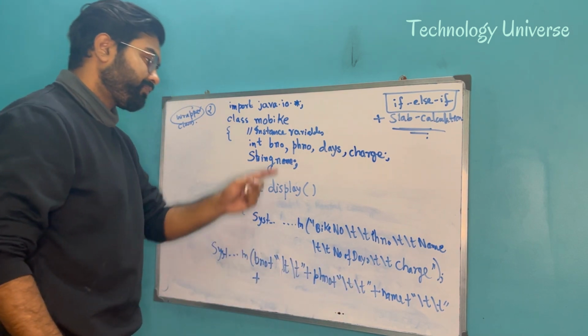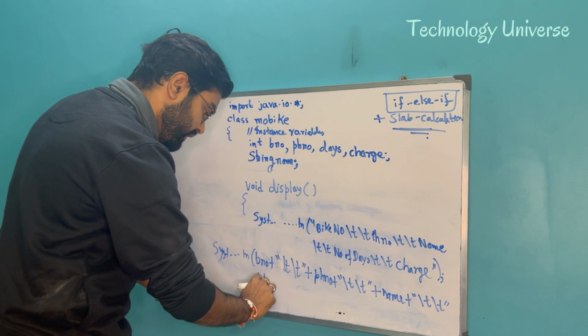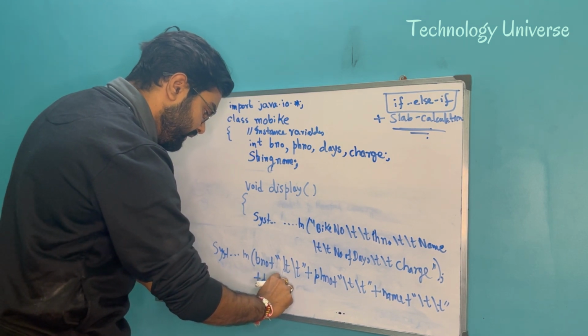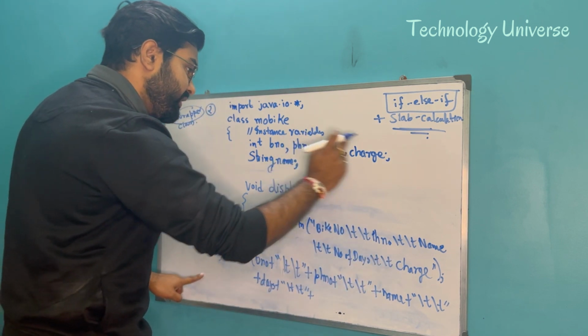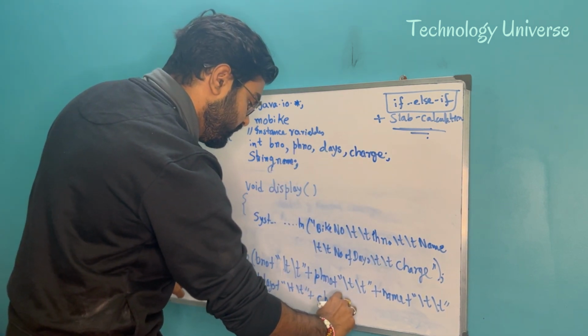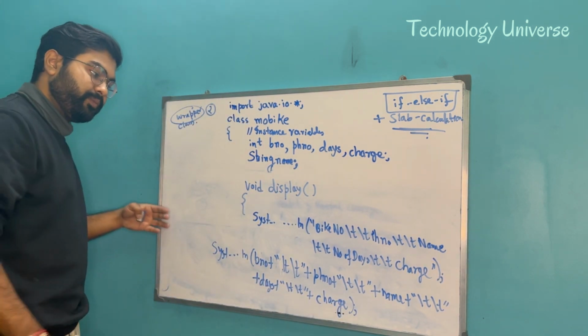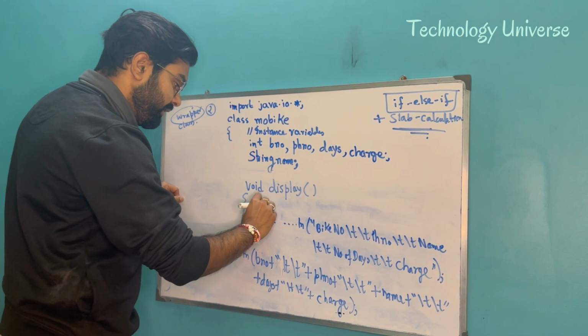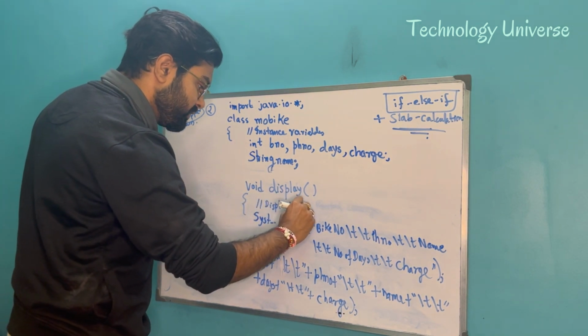So after name, what we have to print? We have to print the number of days. So that is the days variable. And after the days, what we have to print? We have to print the charge, the rental charge that we computed in the compute method, the last method. So this is the charge. Now we are done with the printing. Give a comment entry here also, displaying the details.